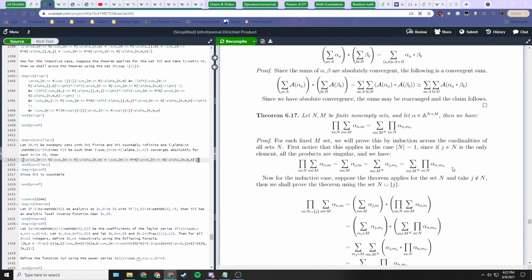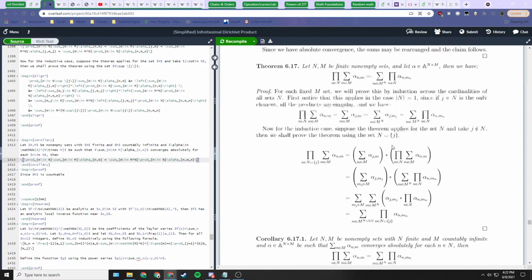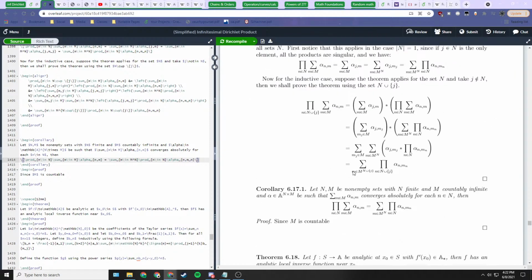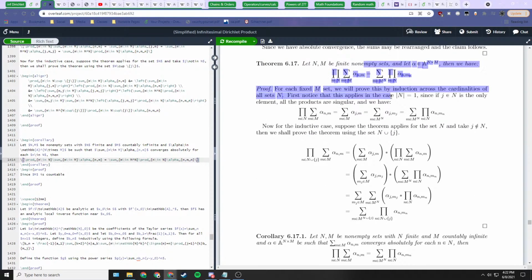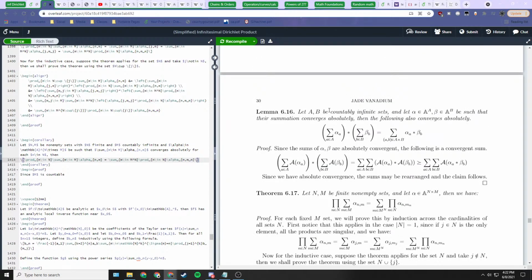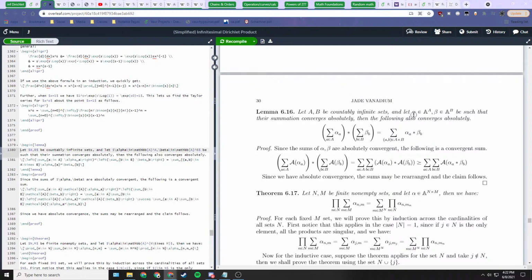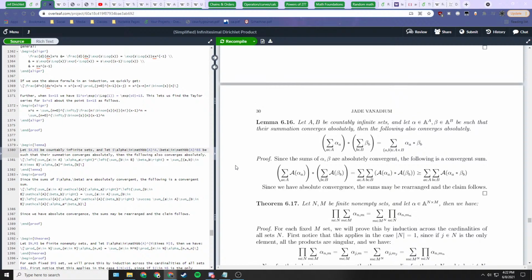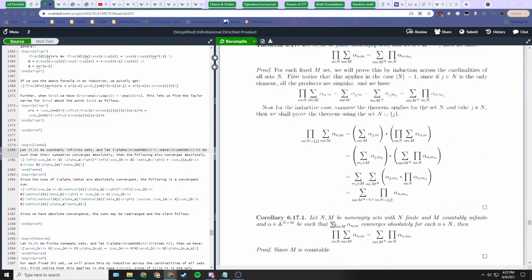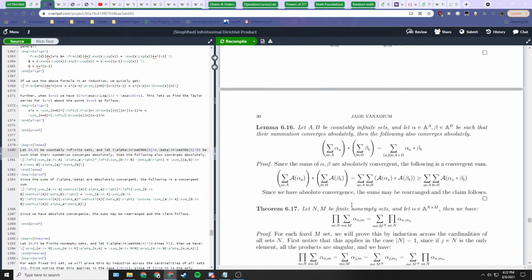Okay. Let N and M be finite non-empty sets, and alpha be these coefficients. So in this case, this one follows from the distributive law. This corollary is going to follow from this lemma, essentially. We're going to say let A and B be countably infinite sets. We can maybe put this actually below.